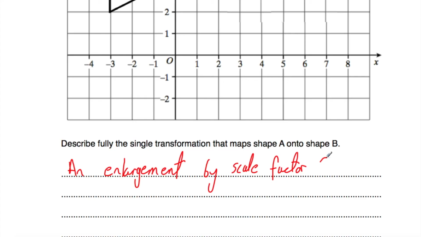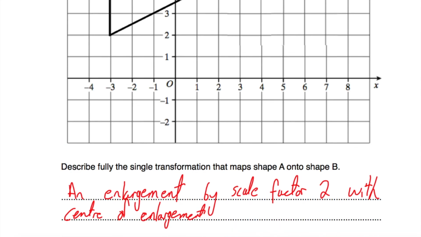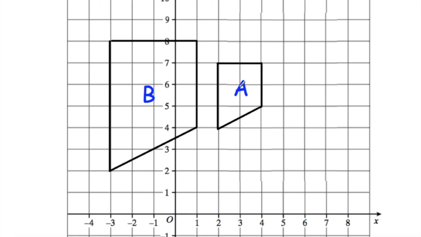By scale factor 2 with centre of enlargement. And now we just need to say where the centre of enlargement would be. So here we've got trapezium A and trapezium B.